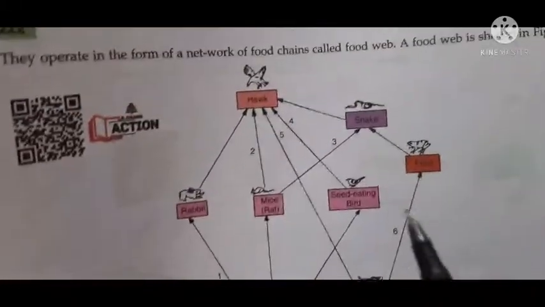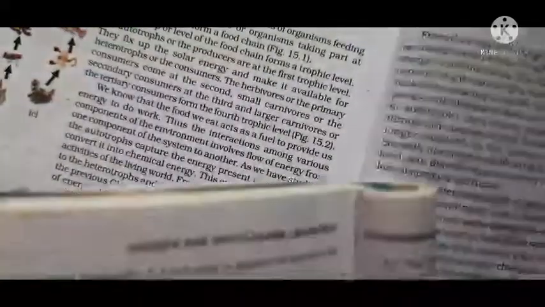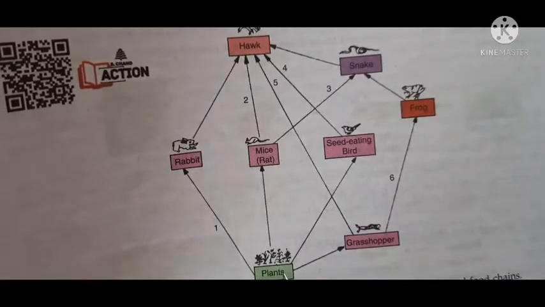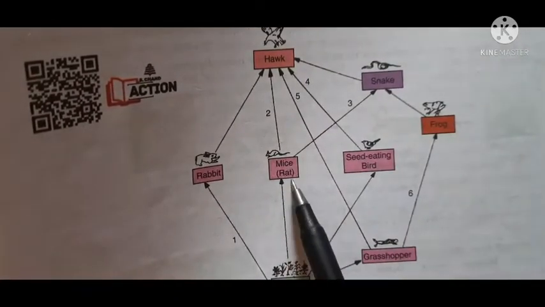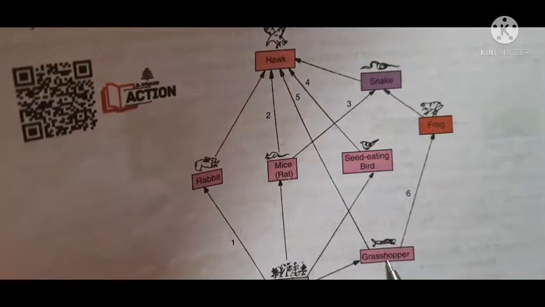Just see, you can write it somewhere, because the one given in your book is slightly complicated. So this one is easier. Now here you can see these are the plants. I hope all of you can see. These plants are eaten by rabbits. Plants are also eaten by rat, by seed-eating bird, and by grasshopper.